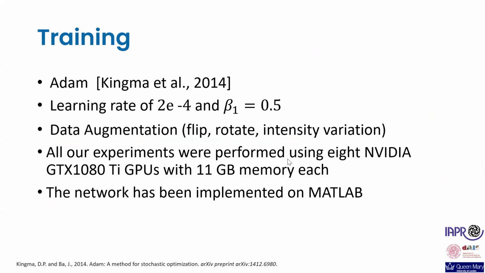For training, we use Adam as proposed by Kingma. The learning rate we selected was 2e to the power minus 4 and beta1 was 0.5. For augmentation, we used flipping and rotations, with different degree differences in rotation from 0 to 360, and then intensity variation as well. All our experiments were performed using 8 NVIDIA GTX 1080 Ti GPUs with 11 GB of memory, and the network has been implemented in MATLAB.